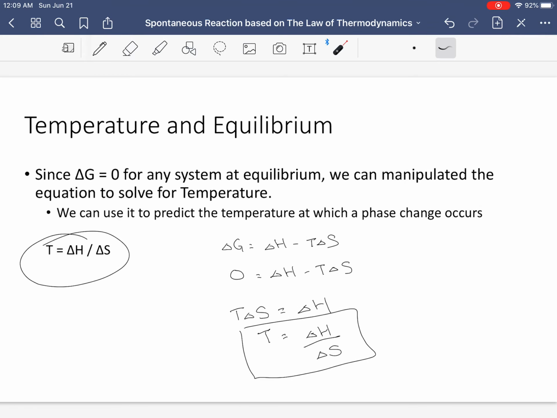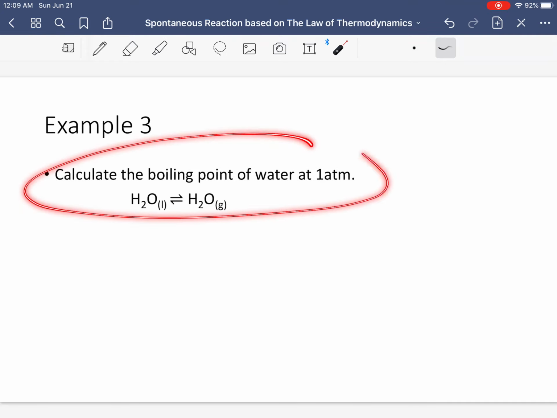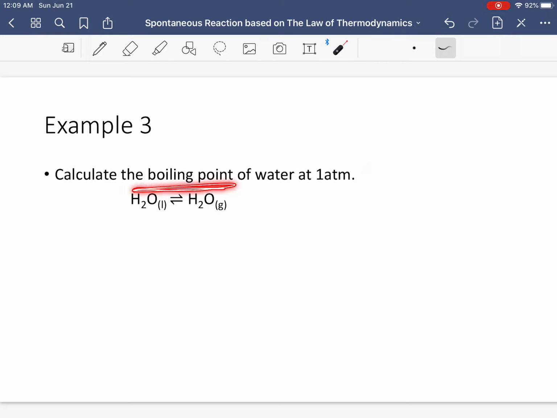Because it's an equilibrium reaction, we are able to use this because at equilibrium, delta G is equal to 0, right? So when delta G is equal to 0, we can manipulate the equation to solve for T. And this is exactly what the question is asking me to find. They're asking me to find T. Calculate the boiling point of water at 1 atmosphere. Now, we all know what the answer is. The answer is 100. You're not going to get dead on 100 with the data that you're getting right now, but you're going to get a number close to 100, and let me show you how.